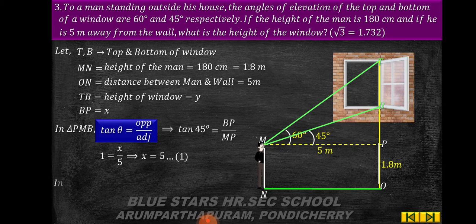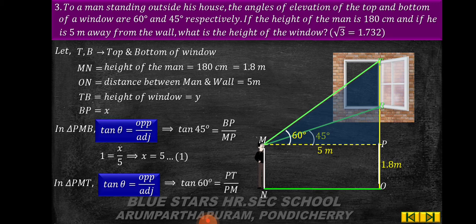Next we are taking another triangle. So in triangle PMT, the angle is 60 degree. So tan theta is equal to opposite by adjacent, that is tan 60 degree is equal to PT divided by PM. Tan 60 degree value is root 3. PT is PB plus BT, divided by PM, which is equal to X plus Y divided by 5.